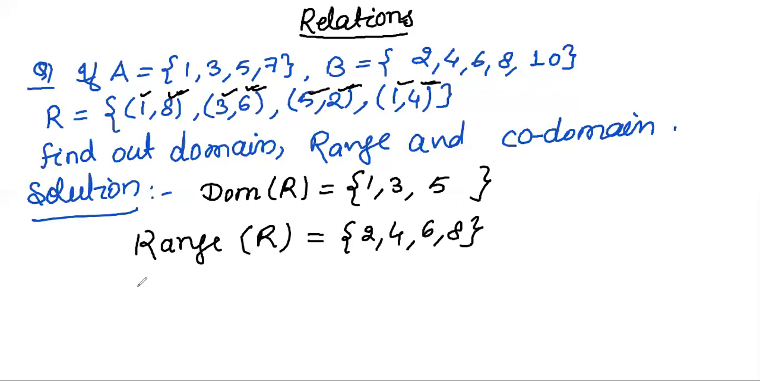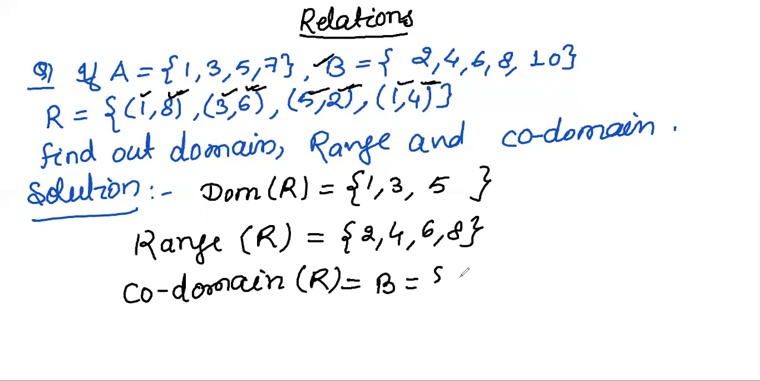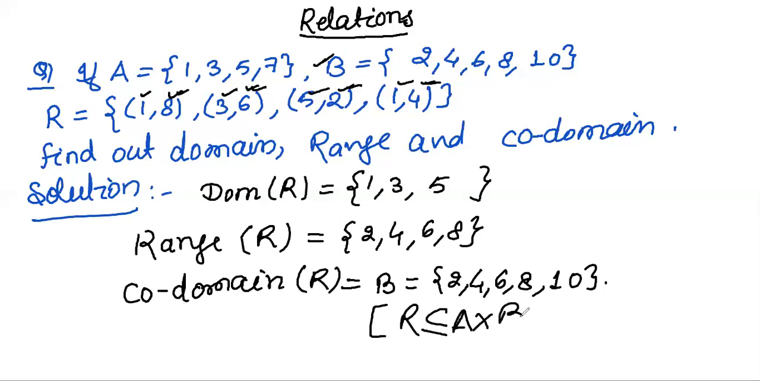Now we have to write the codomain also. We know that codomain means the second set from the Cartesian product A cross B. So here the second set is B. So B is {2, 4, 6, 8, 10}, where R is a subset of A cross B. I hope it is clear for you all how to find the domain, range and codomain when a Cartesian product or a relation is given.